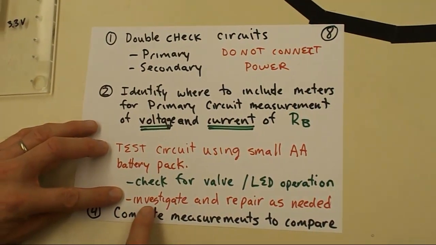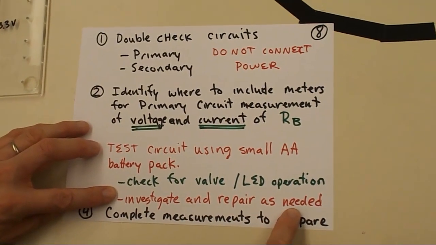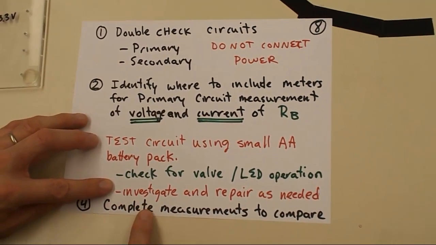We'll help you out in class if it didn't work right, so let's investigate and repair it as needed. Double check that you got your circuit right. Work with your partners to make that happen.